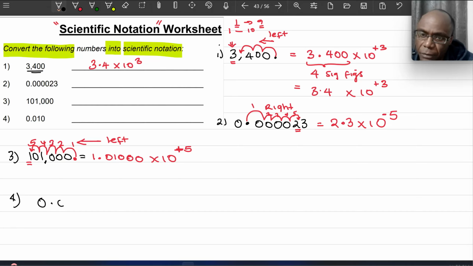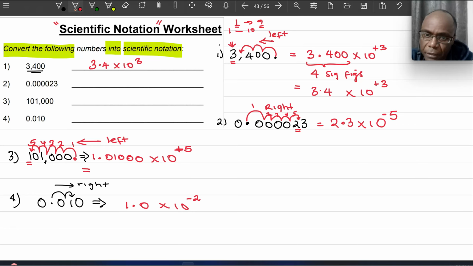Number 4, we have 0.010. What is the scientific notation of this? Okay, so the decimal point is here, so I'm going 2 steps to the right. That means my power is going to be negative. Going to the scientific notation, so 1.0 times 10 to the power negative 2. By the way, the top one here can be written as 1.01 times 10 to the power 5 if you are reporting it to 3 significant figures, you know. So that's how you do that.